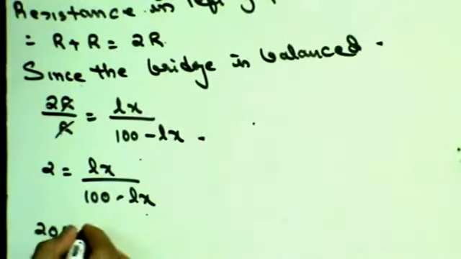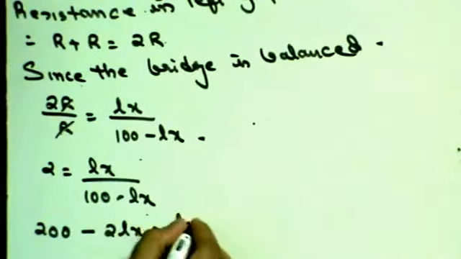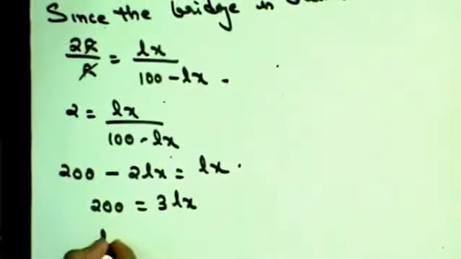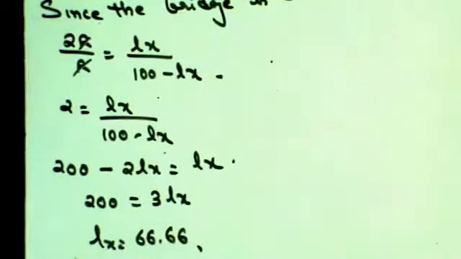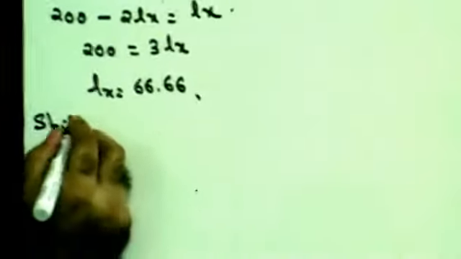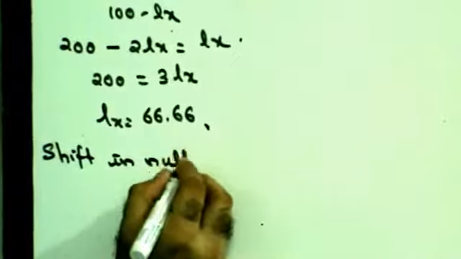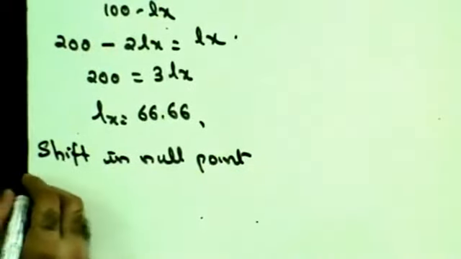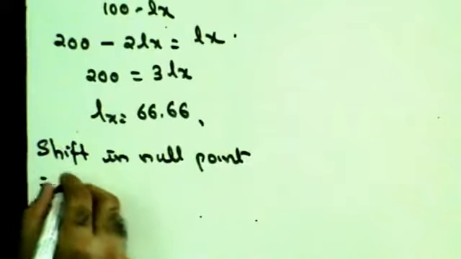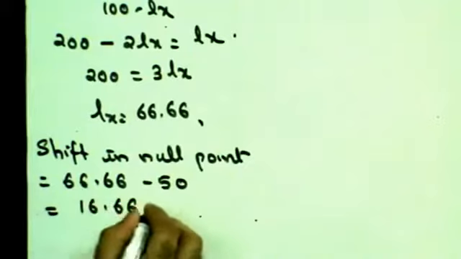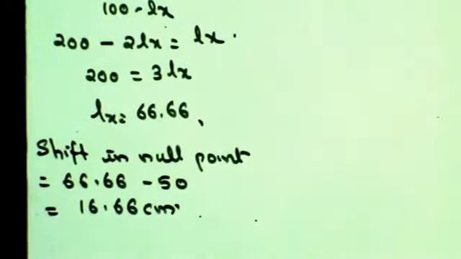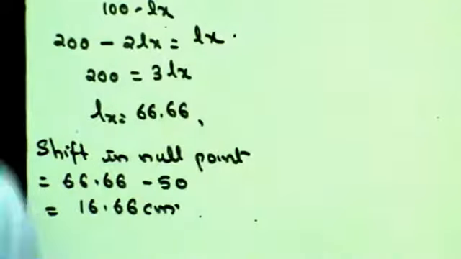200 minus 2Lx is Lx, 200 is 3Lx, Lx is equal to 66.66. So in that case, what will be the shift in the null point? The shift in the null point is going to be 66.66 minus 50, 16.66 centimeters. That will be my shift in the null point. Right? Next, take down the next one, please.